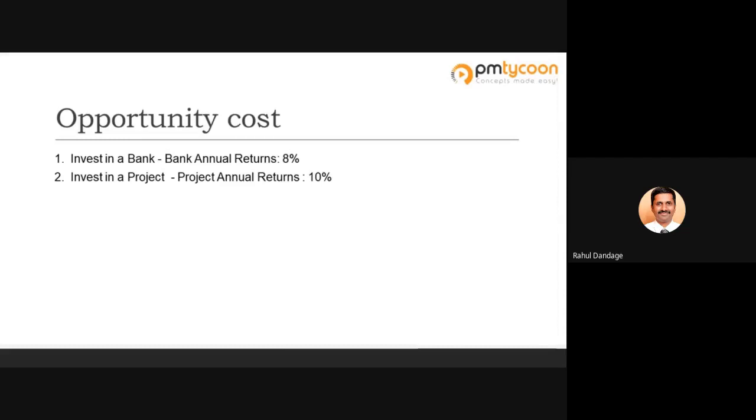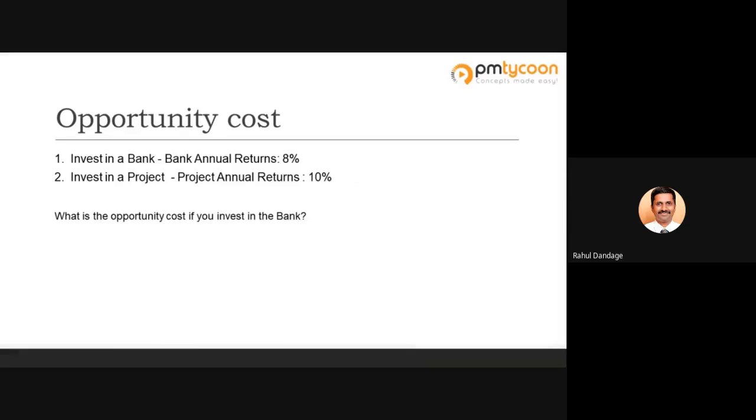If you invest the money in the bank, you get 8% returns. And if you invest your money into the project, you get 10% returns. So what is the opportunity cost of the money if invested in a bank? The answer is 10%, because you are losing 10% that you could have gotten from the project if invested there.